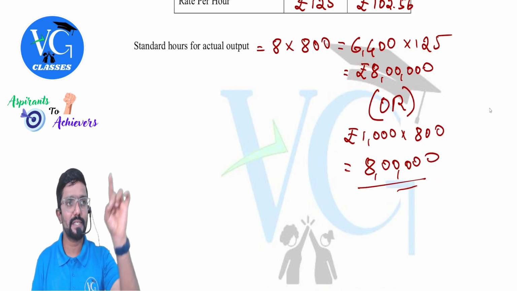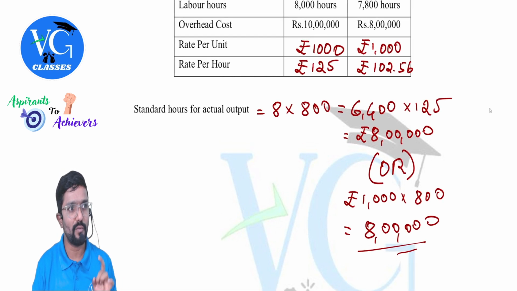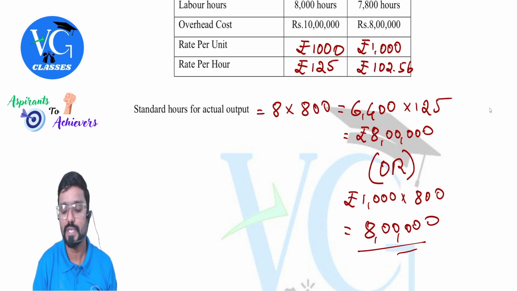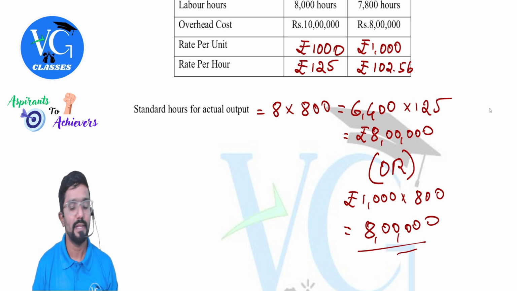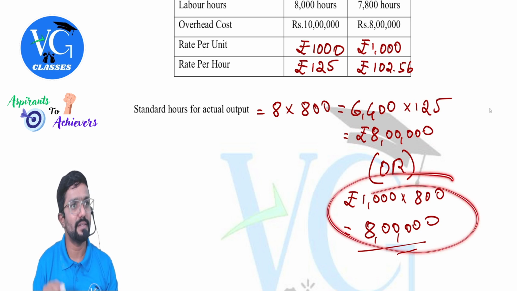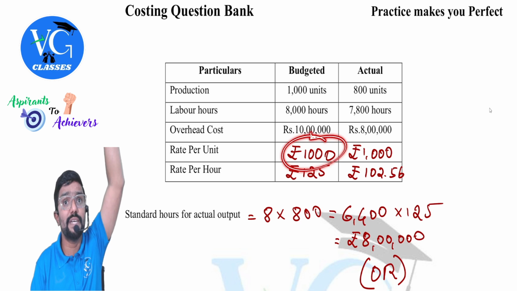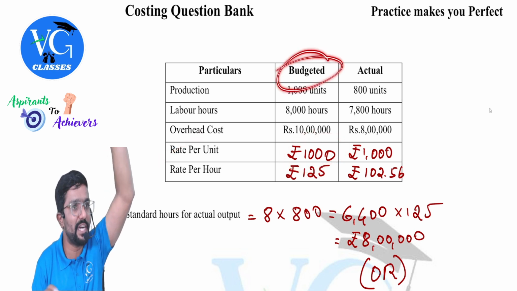You can calculate it based on hours or output. Hours means it should always be for actual output. What hours? Standard hours. How much is my standard hours? 6400. For each hour we work, what is the overhead we should absorb? 125. So 6400 into 125. How much do you get? 8 lakh. We call it overhead absorbed. Clear? Then, sir, can I calculate in another way? Yes. What is the overhead rate per unit? Predetermined overhead rate. We discussed it in the overhead chapter also. Yes, this is nothing but predetermined overhead rate fixed based on budgeted.